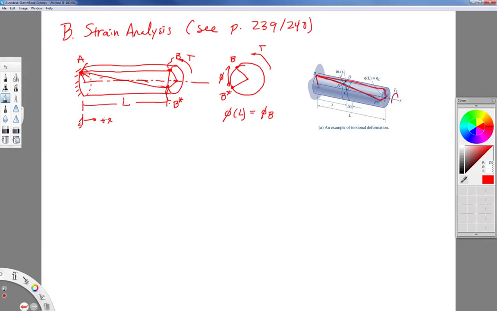So we have one coordinate system here going down the axis of the bar. That's the x direction. The other coordinate system that we'll use is a polar coordinate system from the center of the bar out to any particular point on the cross section. We're going to call that distance rho. If the diameter of the bar is 2 capital R, then rho will equal R on the outside edge.